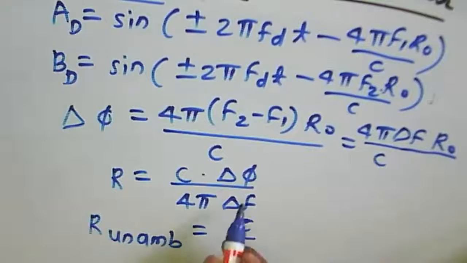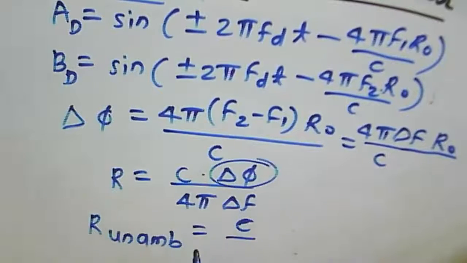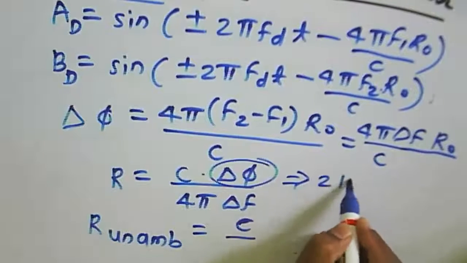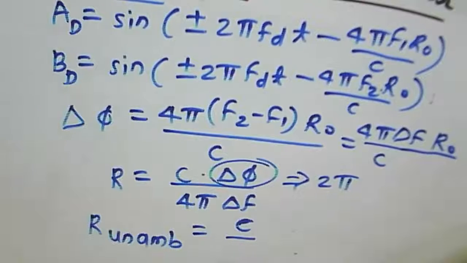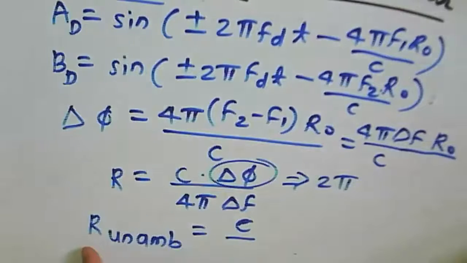So in that case, there will be a change in the phase. We said earlier that a change of twice pi will provide the ambiguity in the range measurement. But now, del phi we consider not greater than twice pi, then we will get the unambiguous value of the range.